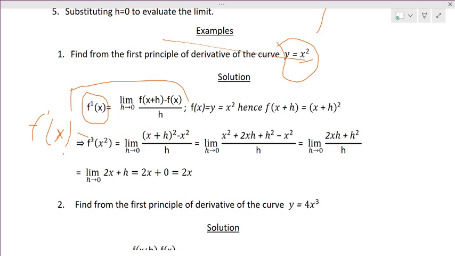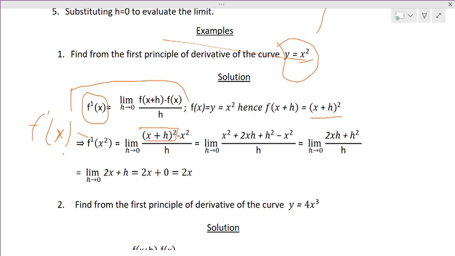So our f prime of x here is equal to, now the limit as h approaches 0, right? So we'll still maintain the limit of f of x plus h. Now we have our f of x plus h here to be x plus h all squared. So just put it there, right? Minus f of x, our f of x which is x squared, right? All over h.